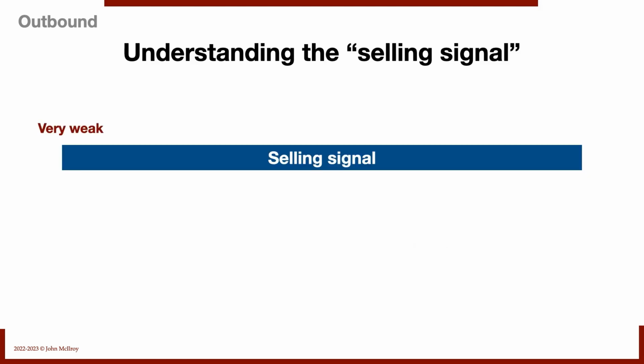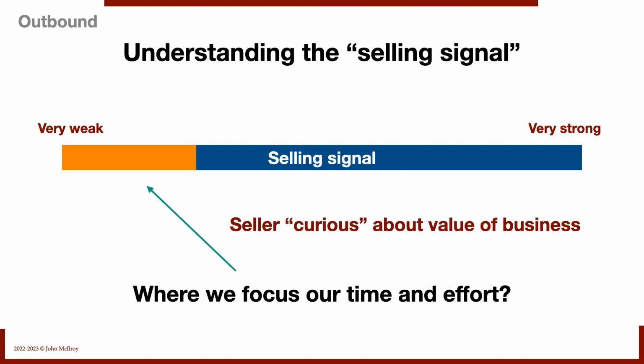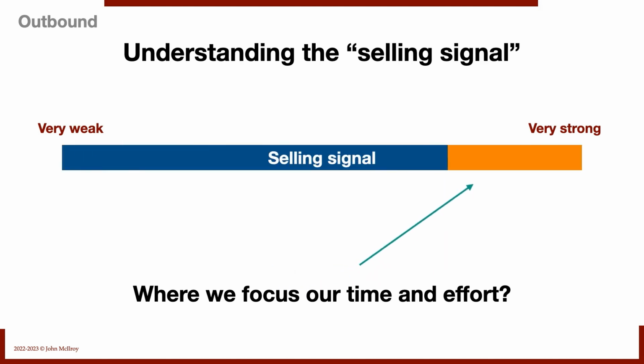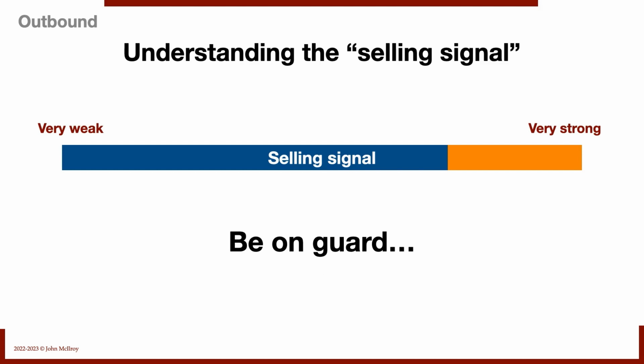Sometimes it's very weak when we're doing outbound prospecting. Sometimes it's very strong. Where should we be focusing our time and effort? That's worth some thought. I have to admit to being guilty of this in the past, where I just get too involved with sellers who are curious about the value of their business, who are dabbling with the idea of selling, and it starts to become time consuming if you have more than one of them. Instead of focusing my time and effort on an owner who wants or needs to sell, period. Now, it's not always easy to tell the difference between them, but it is something that you will develop a feel for over time. And be on guard, put it on your radar, be aware. You want to be spending your time with outbound prospects where the selling signal is decent, not really weak.